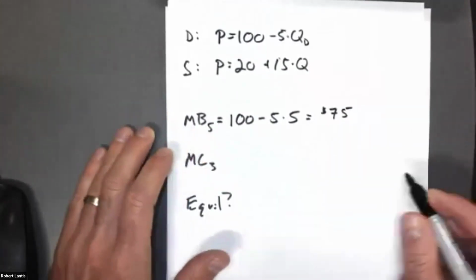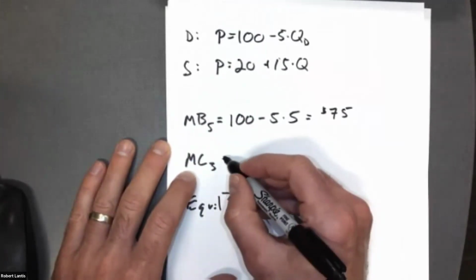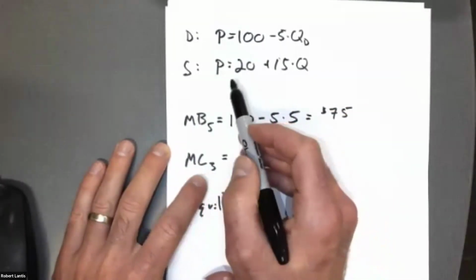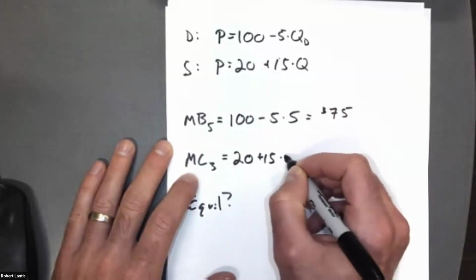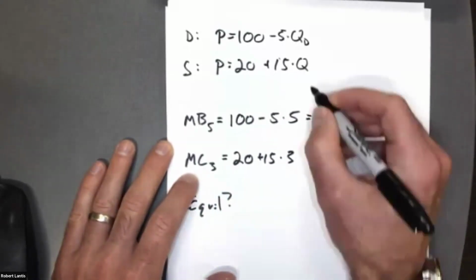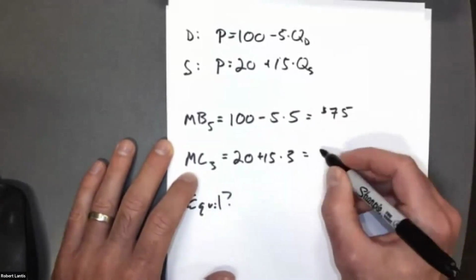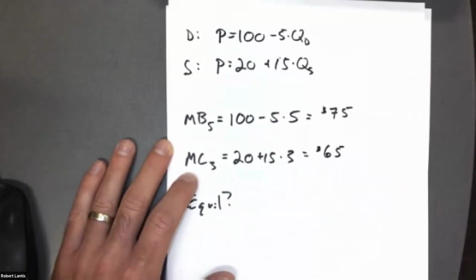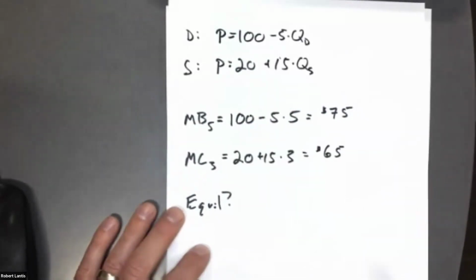75. What if I want to know the marginal cost of the third unit? Well, there I would just take my supply curve, price reflects the marginal costs, and plug in that 3 for my quantity supplied. This is going to give me what? 65. So I can use those equations to find the marginal benefit or marginal cost of any unit.